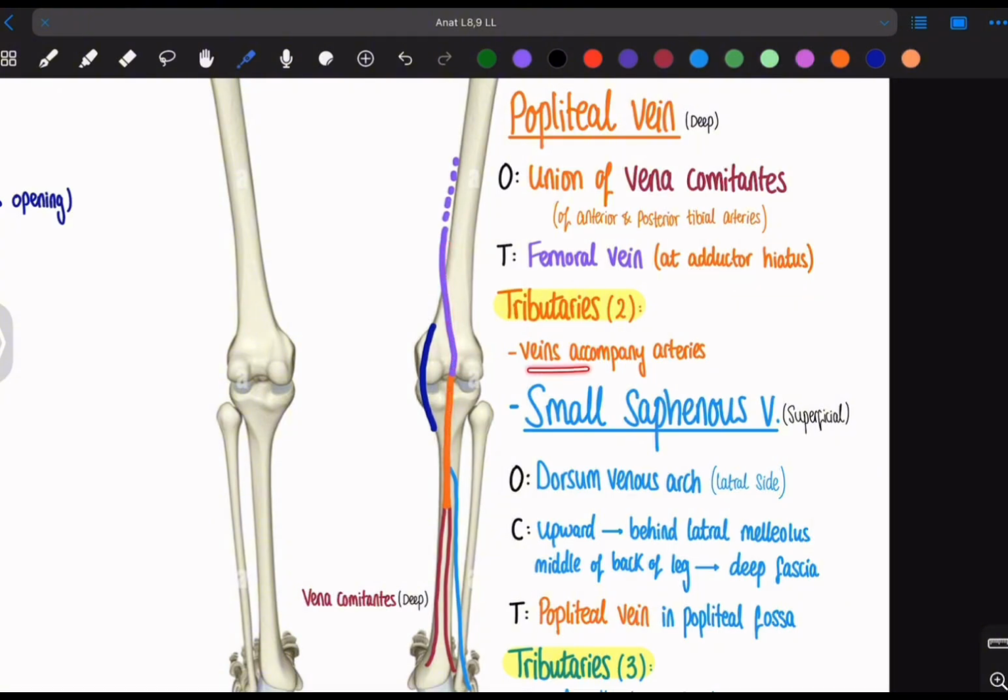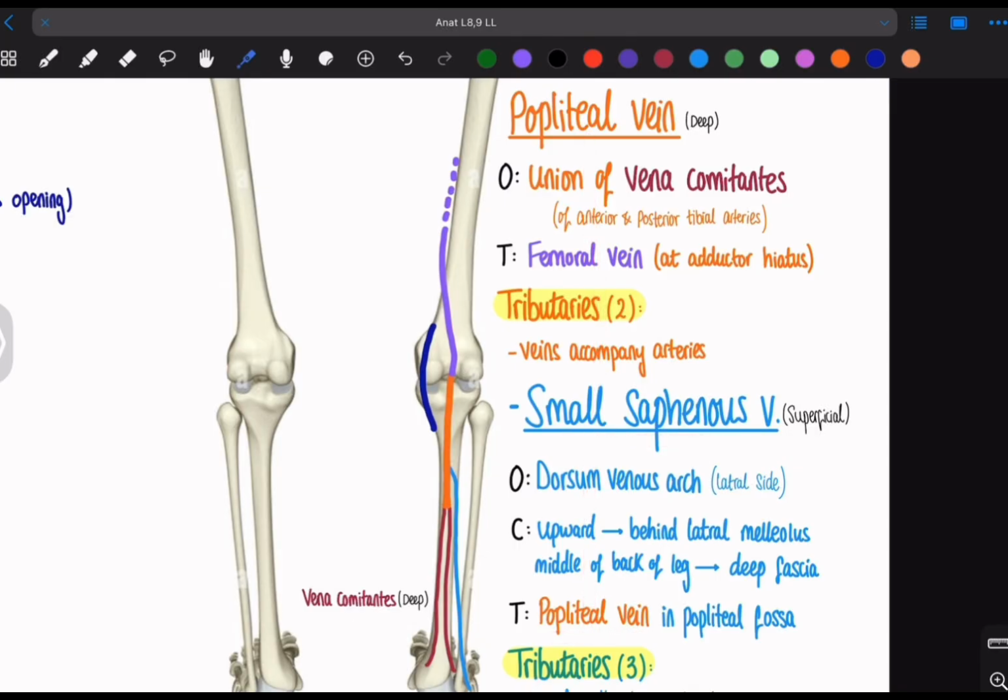First branch, not very important, veins that accompany the arteries. Skip. Then we have the small saphenous vein. This is considered one of the veins that drain into the popliteal vein. So remember, the popliteal vein has one main vein that drains into it, which is the small saphenous vein. But then it has other small veins, which are the veins accompanying the arteries. Okay? But the small saphenous vein is very important because the termination for the small saphenous vein is the popliteal vein. So they're related together.